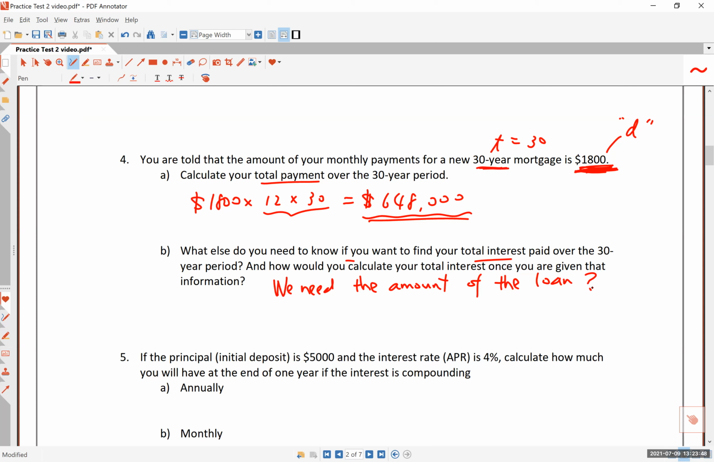Let's say that your amount is P. Then P minus, oh, I'm sorry, $648,000 is going to be the bigger of the two values. So 648,000 minus P is the total interest paid. Remember, the total interest paid is simply the difference between how much you actually paid and how much you borrowed. So that's pretty simple. You do not need to know the rate.